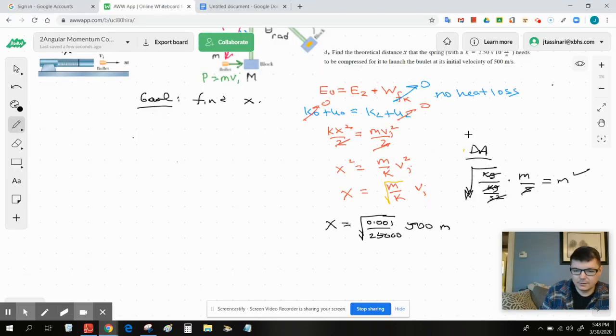Going back, my x compression distance is 0.10 meters, or 10 centimeters, which is rough. That's pretty reasonable. It's like 3 or 4 inches or something like that. It's not too bad.